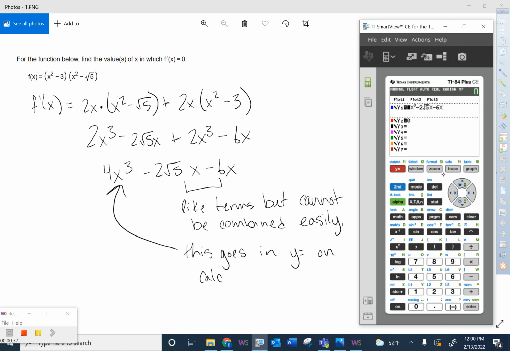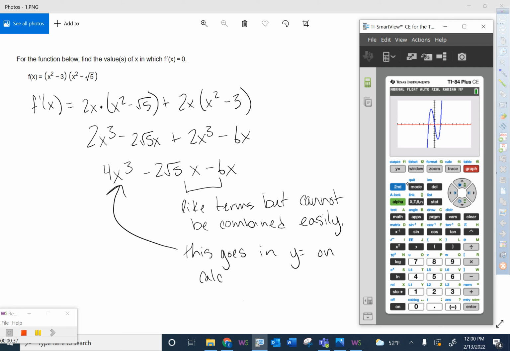Once you have that, I recommend doing zoom on your calculator and then 6. It does a standard 10 by 10 window, so then usually you don't have to adjust it. Okay, if you can't see where the graph crosses the x-axis, then you'd have to adjust your window and change those minimum and maximum values. But here we can see the three places.